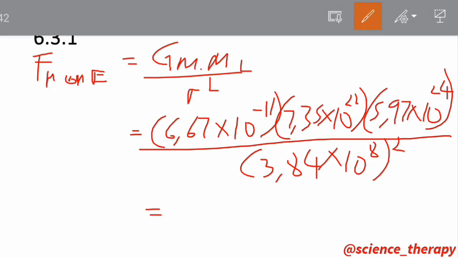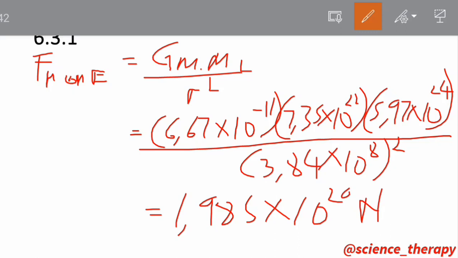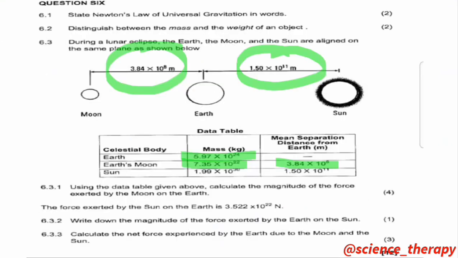So having all that, if you punch that in your calculator, we have 1.985 times 10 to the power of 20 newtons, right? So that is the force that the moon exerts on the Earth. Now, they're saying the force exerted by the sun on the Earth is 3.522 times 10 to the power of 22 newtons, right? Now, 6.3.2 says, write down the magnitude of the force exerted by the Earth on the sun.